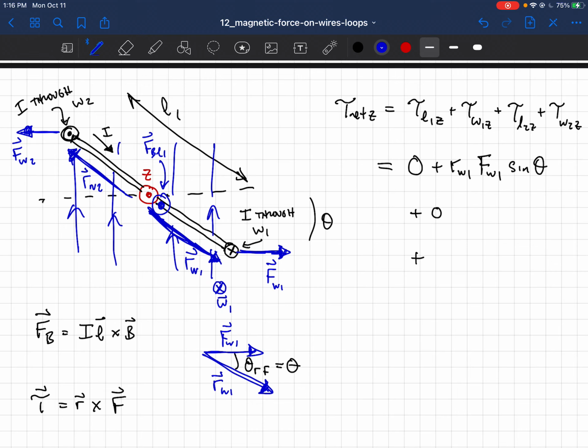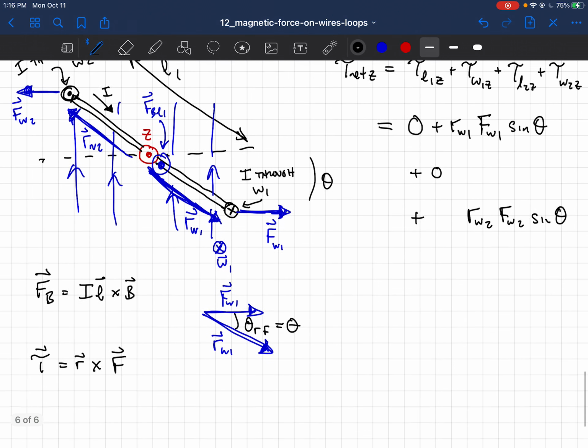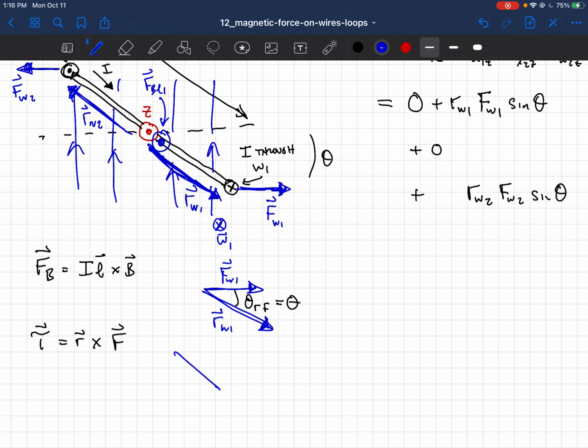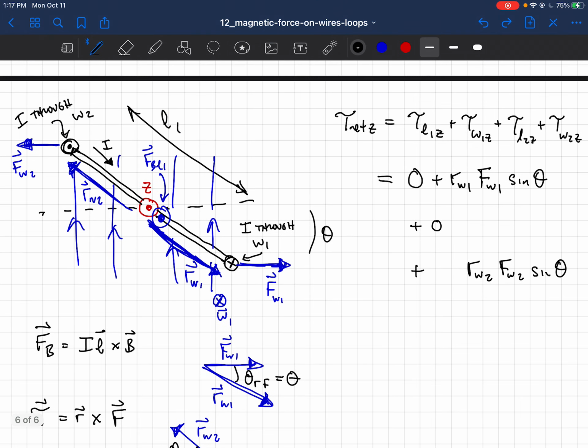And the magnitude is again going to be R_W2 F_W2 sine of the angle theta, because you can see that they're still going to have exactly the same angle between them. Let's draw it. So we have R_W2, we have F_W2, and they have an angle theta between them.